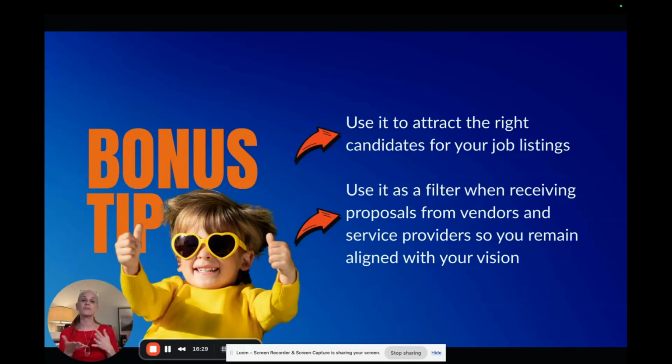You can use it as a filter when receiving proposals from vendors and service providers so you remain aligned with your vision and your core values within your business. I often hear people say, God, I really shouldn't have hired that person. We just are not on the same page. This ideal client profile and what informs that will help you inform the right words and messages in your job listings, again, to attract the people that do feel aligned with you and that are the right persons for the job.